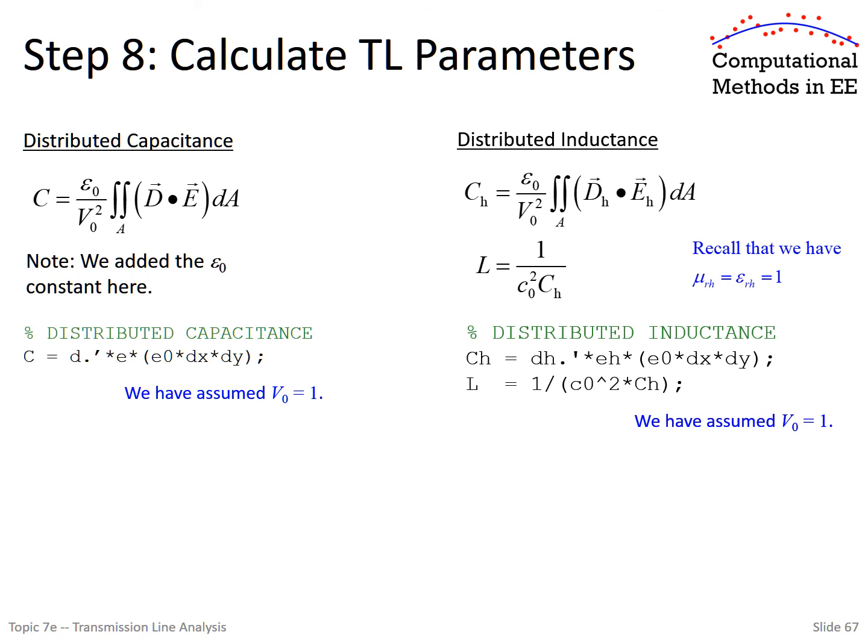We do the exact same thing using our homogeneous D and E, from which we get the homogeneous distributed capacitance, and then from that we'll get our distributed inductance. And again, in that equation, the V naught is not there. We would be having to divide by V naught squared, but since we've forced the 1 volt being applied between our inner and outer conductor, we don't need it there. And it's always good practice to apply 1 volt. I don't see a need to apply any more voltage than that. But if you did, you would just need to include it in that equation where we calculate the distributed capacitance.